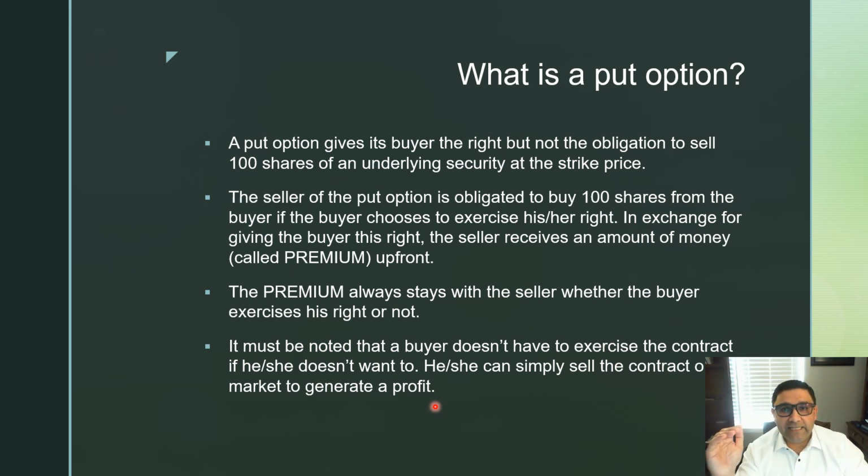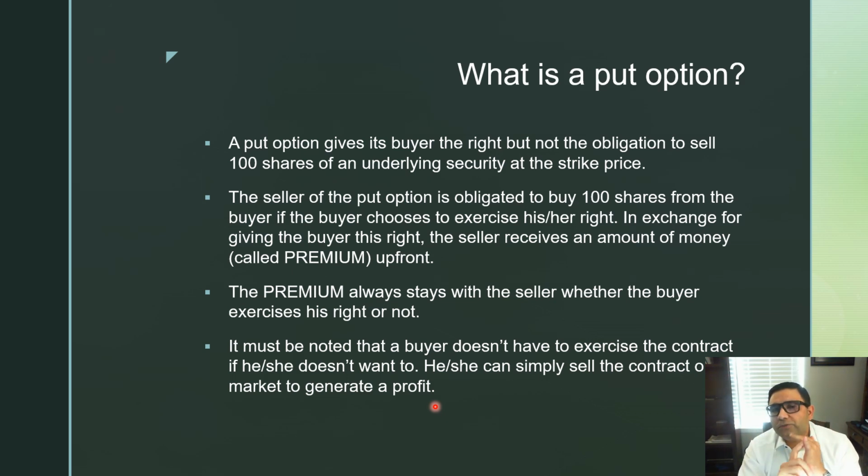And the seller has to buy from you. Because why? Because when you bought that option, you gave him premium. He has taken your premium, so he has to buy from you. But again, if you look at it from a seller's perspective, suppose your assessment was wrong and the stock doesn't fall, then he keeps the premium and there's no benefit to you. You lose your premium.